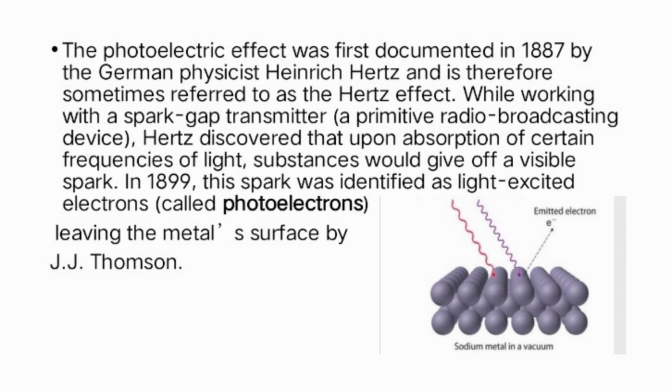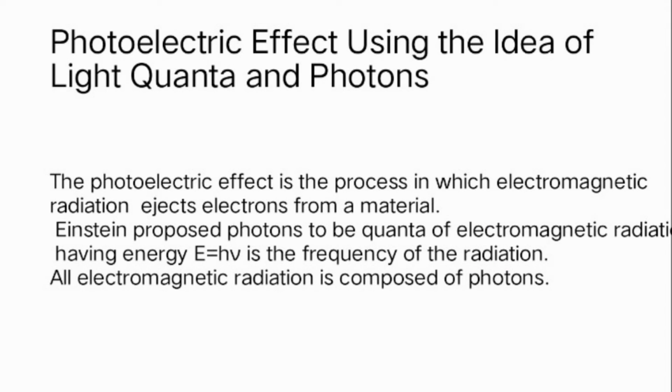Based on the picture below, the photoelectric effect involves irradiating a metal surface with photons of sufficiently high energy to cause electrons to be ejected from the metal. Photoelectric effect using the idea of light quanta and photons. The photoelectric effect is the process in which electromagnetic radiation ejects electrons from a material.